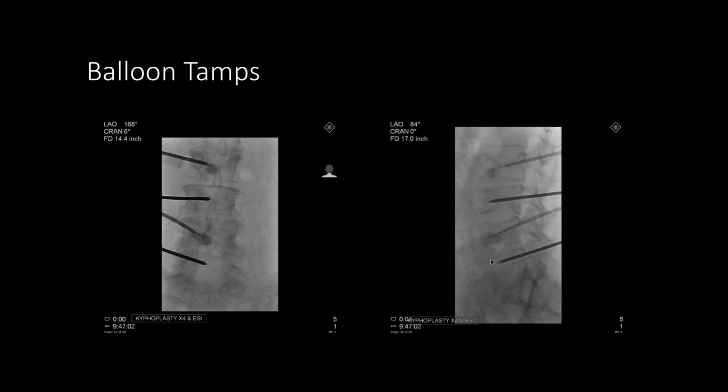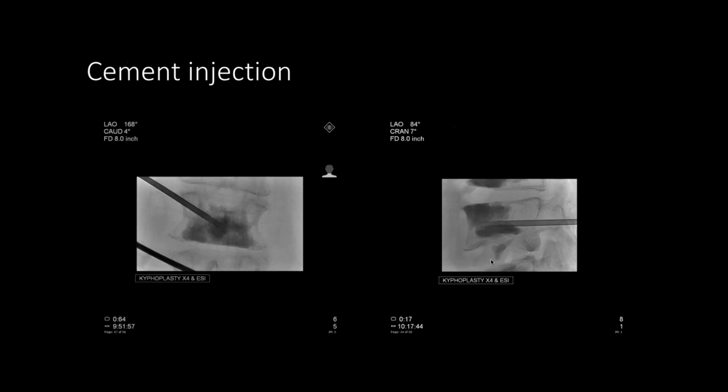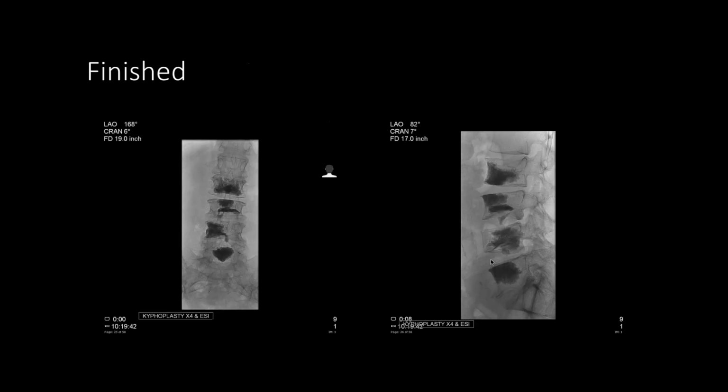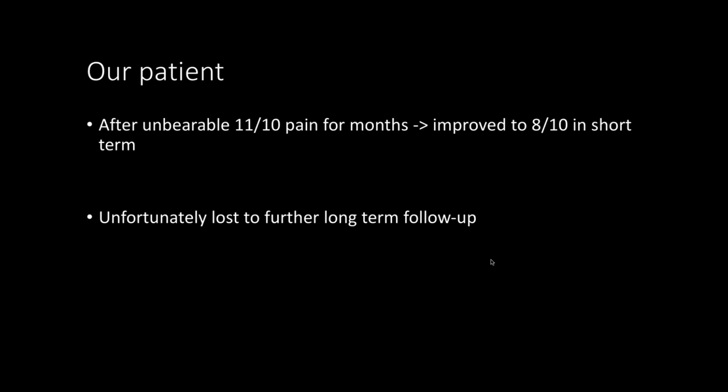With our patient, as we mentioned, there were multiple levels that were fractured, and so we had 4 trocars placed in her, all on the left side. You can see right here we have appropriate position through the pedicles. Then we did balloon tamps 2 at a time, and slowly, under close fluoroscopy, both AP and lateral, we injected the bone cement. And this was our final result.